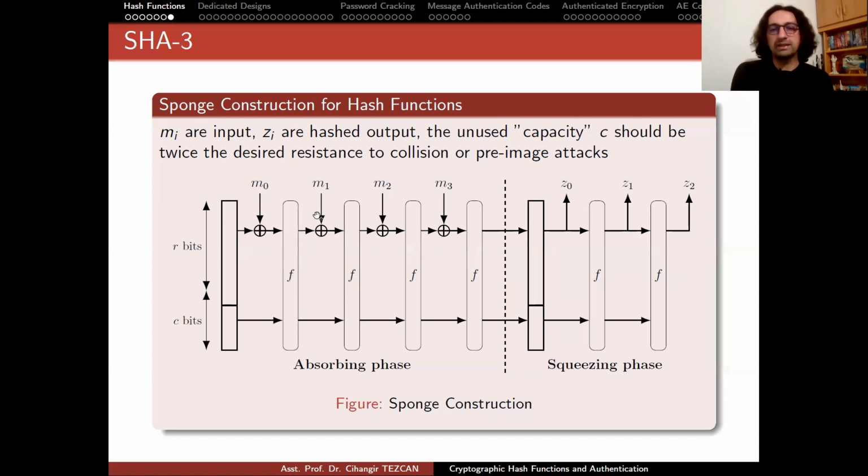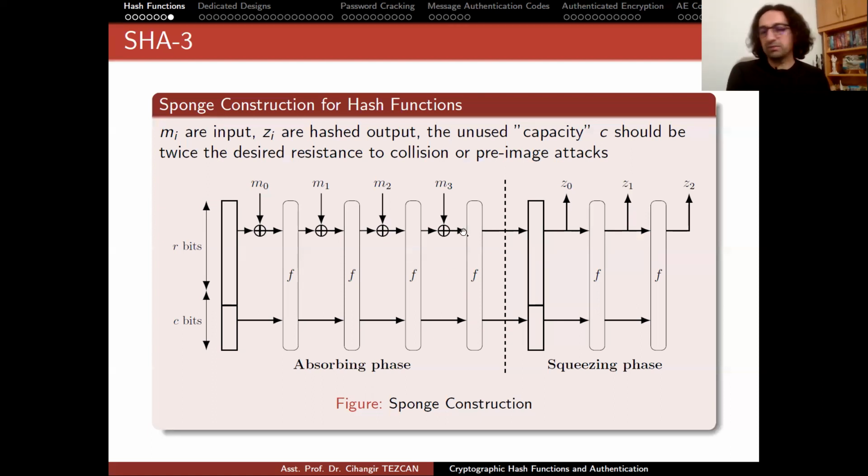And the output is again XORed with the second R bits of your message. So you keep doing this until the message ends. The message length is divided by R to obtain those blocks, and they are fed into this state. This is why we call it the absorbing phase. Imagine it as a sponge and you are filling it with water here.